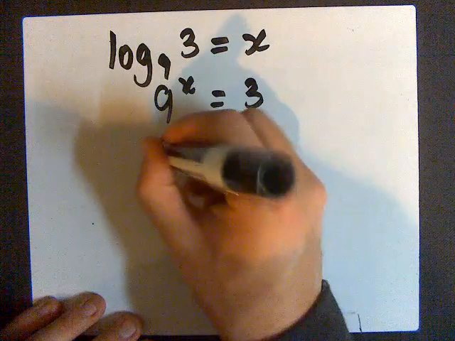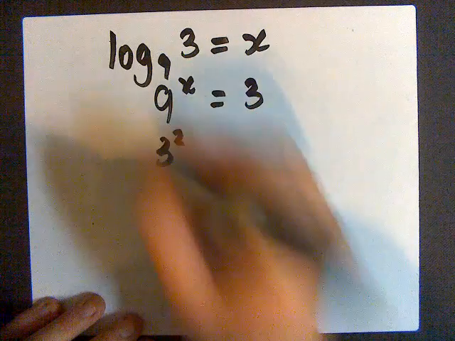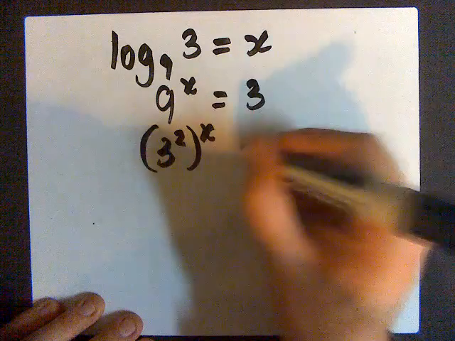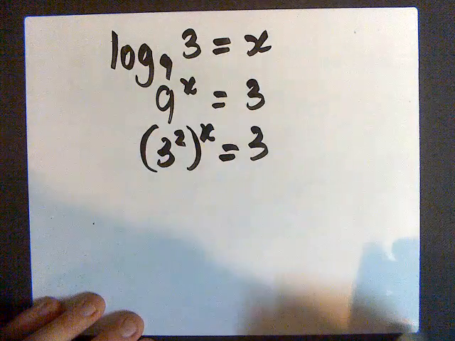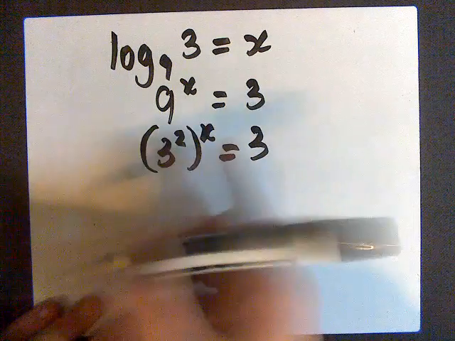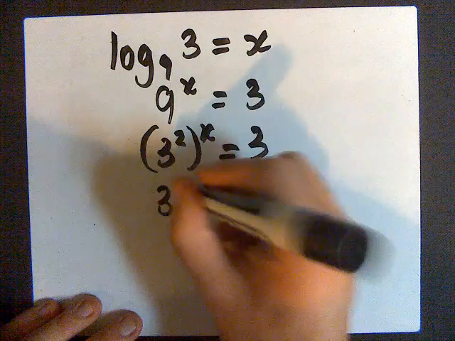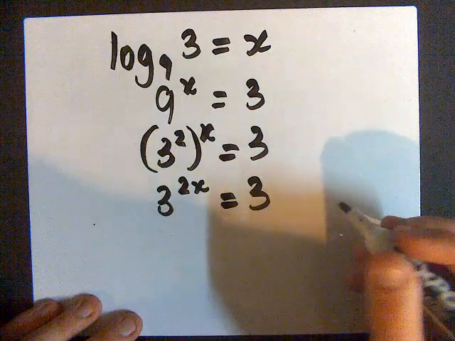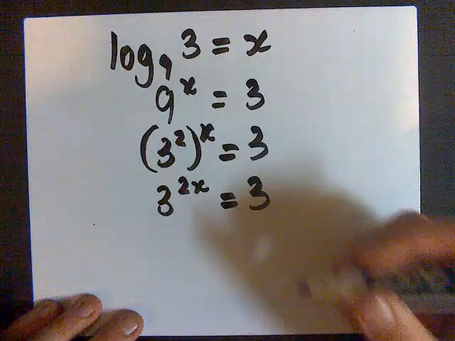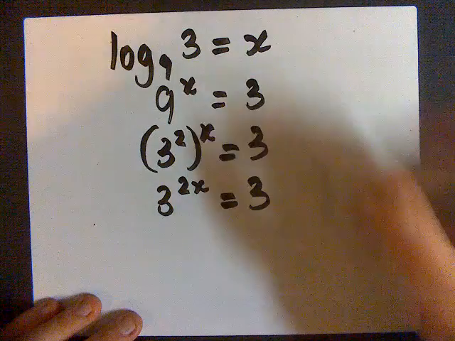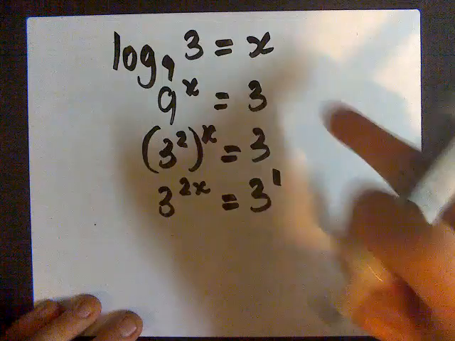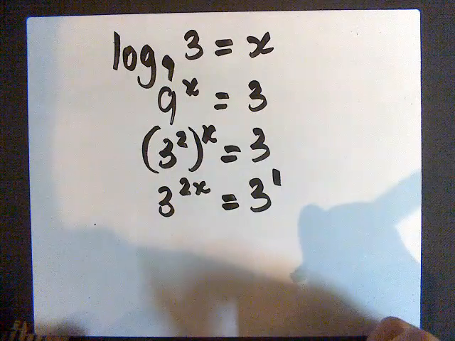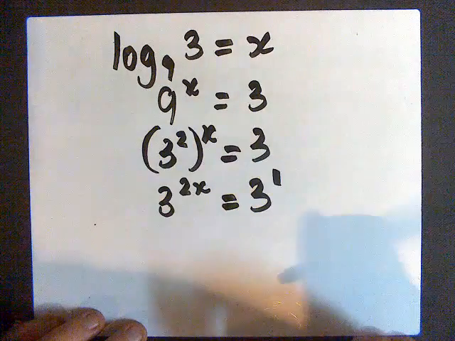So instead of writing 9, I'm going to change it to 3 squared to the power of x, and that's going to equal 3. Well, what do we know with that index law here? We know that 3 becomes 3 to the power of 2x, and that's going to equal 3. But what is 3 to the power of? Pretty easy, 3 to the power of 1 is 3.